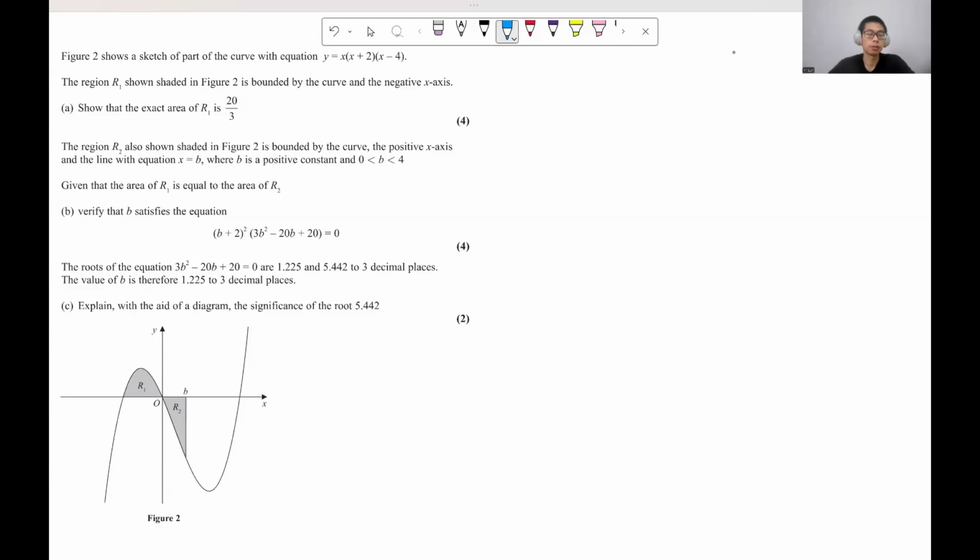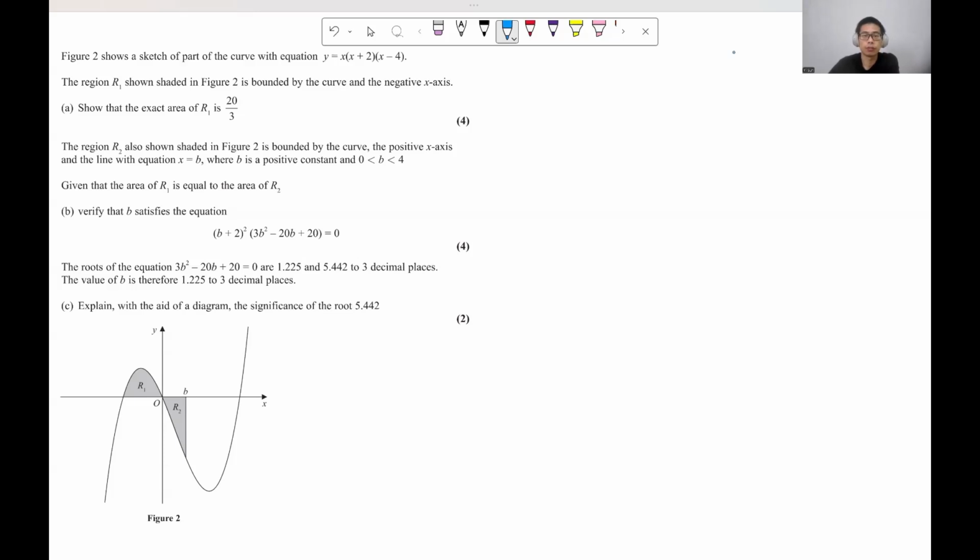Question 8. Figure 2 shows a sketch of part of the curve with equation y equals x times (x plus 2) times (x minus 4). The region R1 shown shaded in figure 2 is bounded by the curve and the negative x-axis. Part A: show that the exact area of R1 is 20/3.